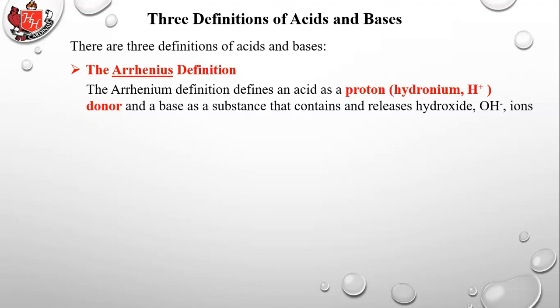So the Arrhenius definition defines an acid as a proton, that is hydronium ion, donor. It means it gives away a proton. And a base is a substance that contains and releases hydroxide, OH-, ions.